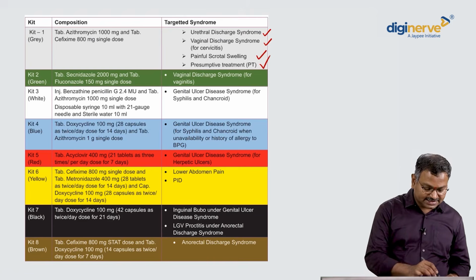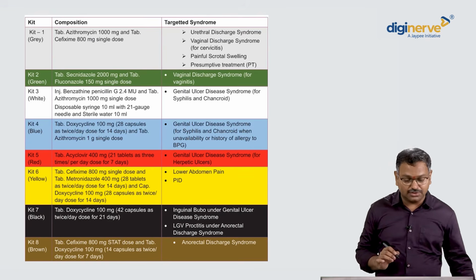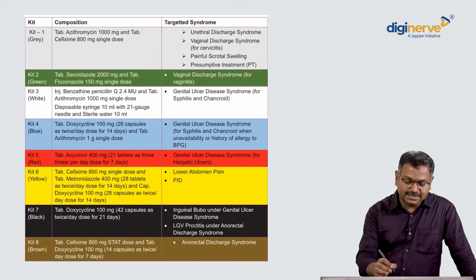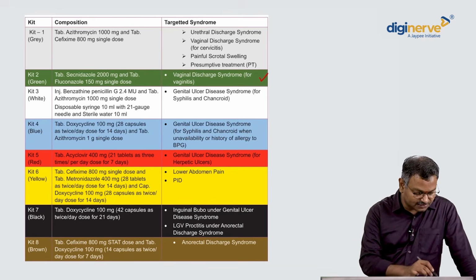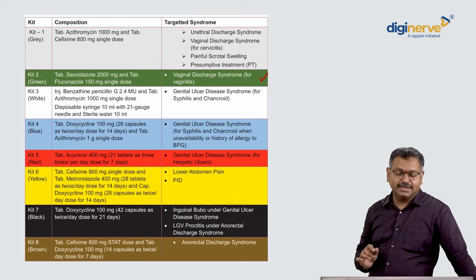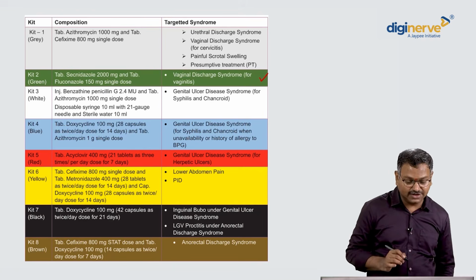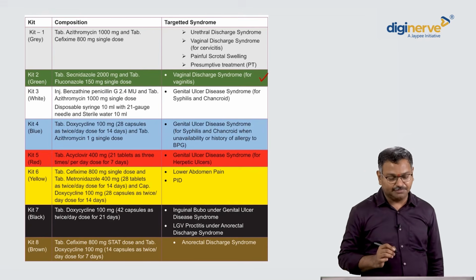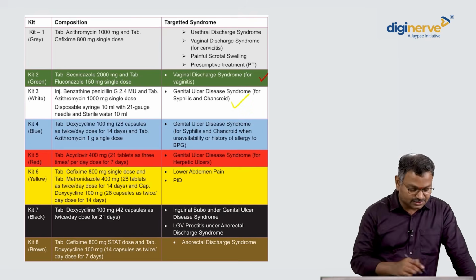The next kit that is there is kit 2, which is the green kit, that is secnidazole 2000 milligrams plus fluconazole 150 milligram. This is basically for the vaginal discharge, so Trichomonas as well as the Candida treatment that's used for that. Next you have the important kit, that is the white kit, that is basically for the genital ulcer, especially syphilis and chancroid. So you are giving benzathine penicillin 2.4 million units IM, and you have a single dose of azithromycin 1 gram, that's for the genital ulcer syndrome.